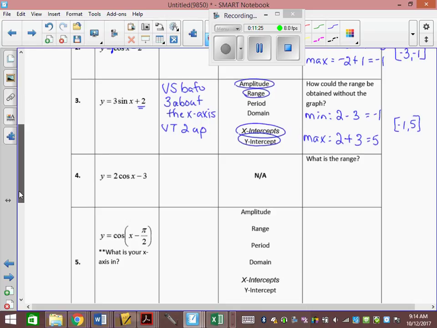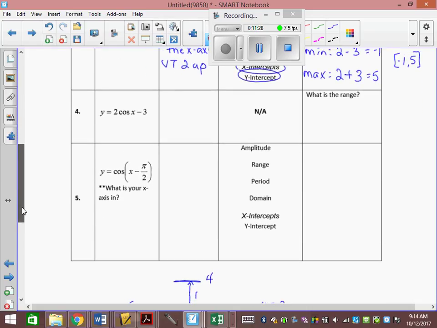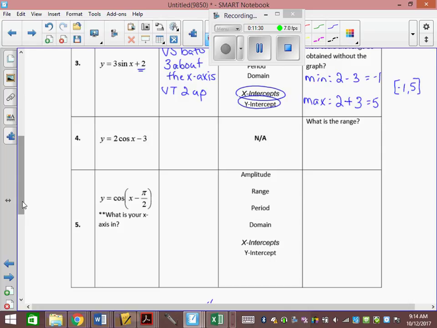We're going to go down to number 5. Number 5, what's the translation? It's the transformation that's happening. Horizontal translation, pi over 2 to the right.